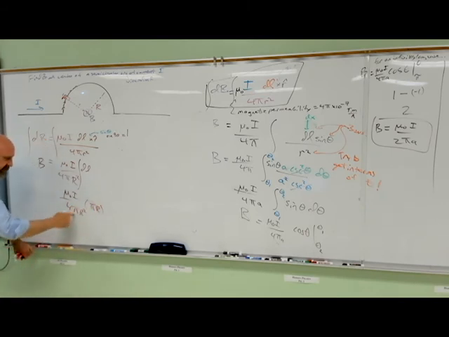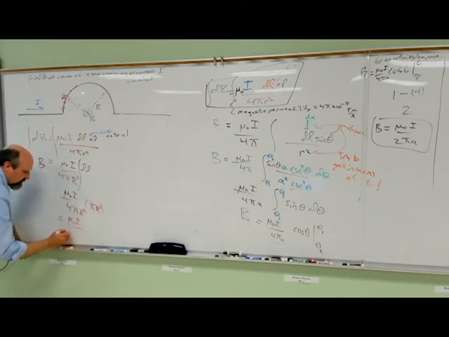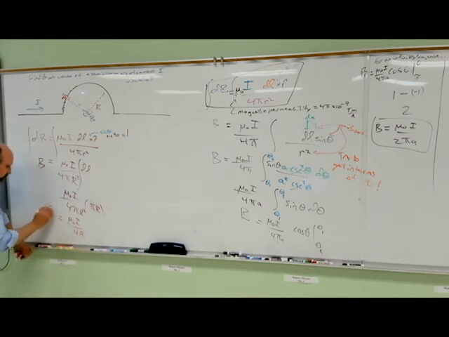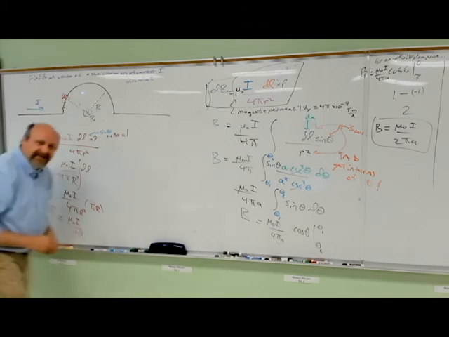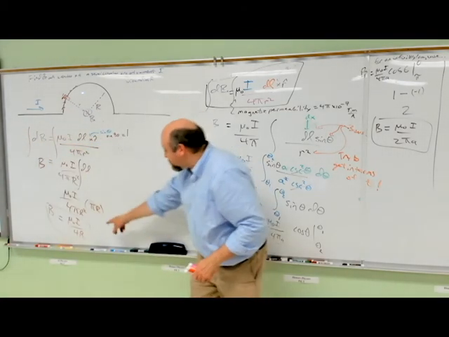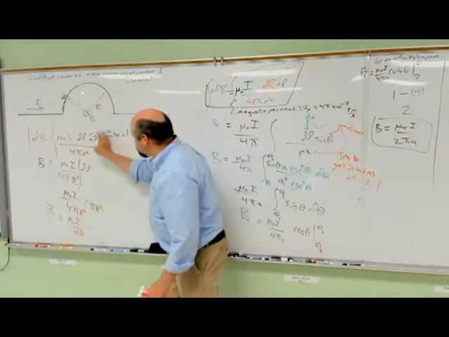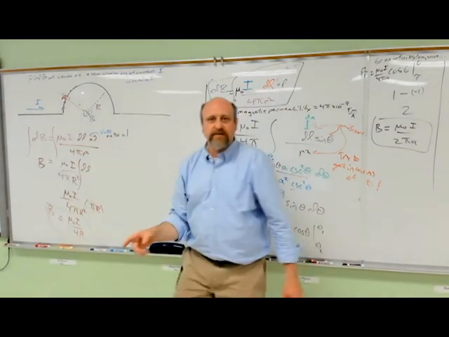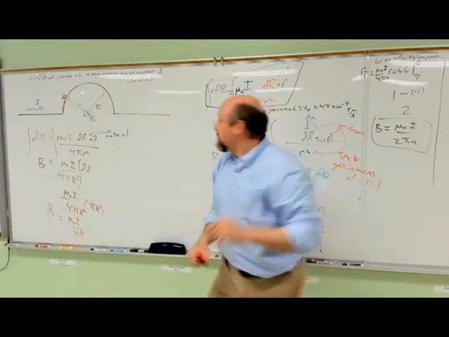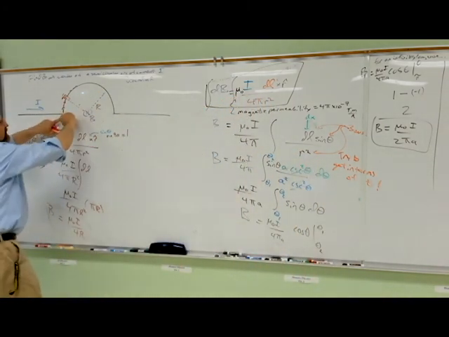What's that going to be? Pi's going to cancel. One of the r's is going to cancel. It's just mu naught I over 4r. That's the B field for this case, for a semicircle. Neat, huh? It actually comes out a nice, simple little equation like that. And it's not that hard to get once you recognize which things are constant and pull them out and take the cross product first.